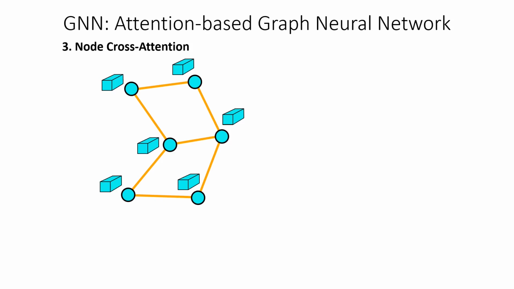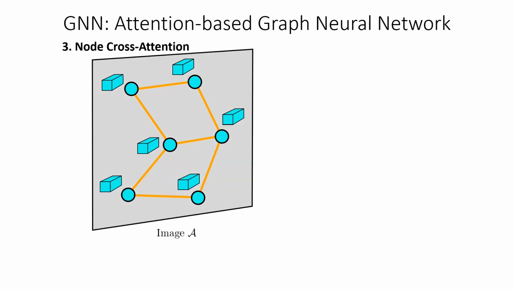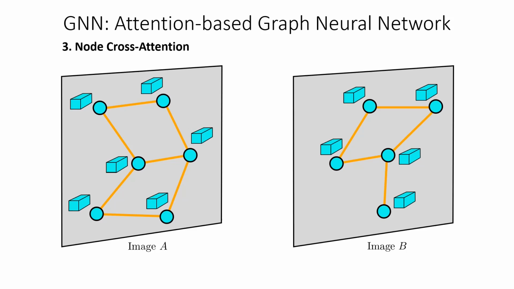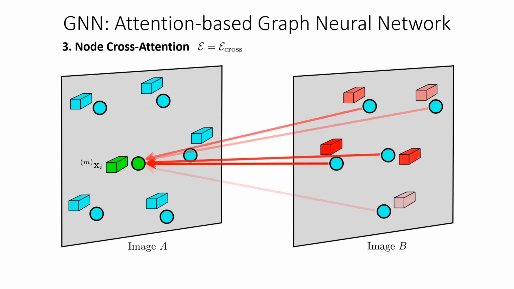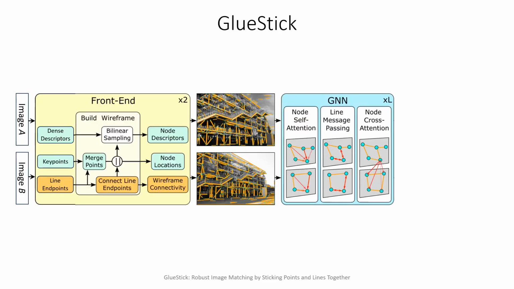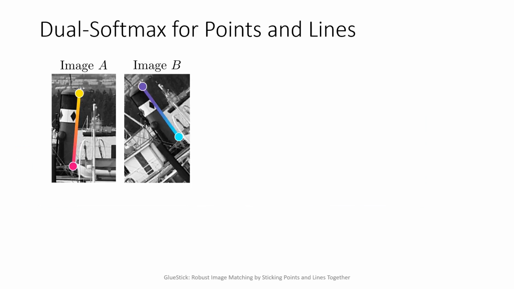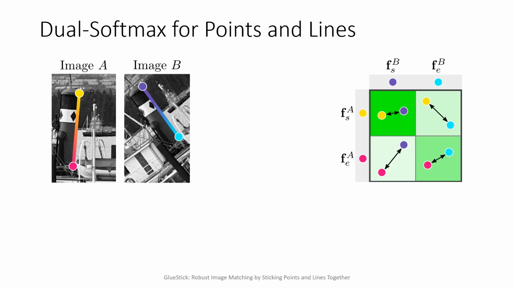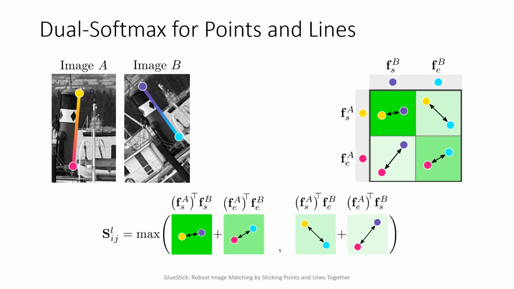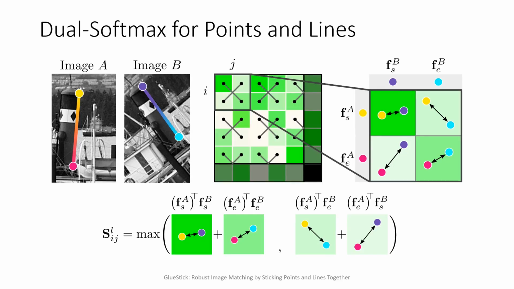Last, we use cross-attention layers that are very similar to self-attention layers, but instead of attending to the current image, each node attends to all the other nodes in the other image. After the GNN, we use two assignation matrices, one for points and one for lines. In the one for lines, we have to disambiguate between this correct option and this incorrect one. We do so by comparing the similarity of the endpoints for each possible line match.